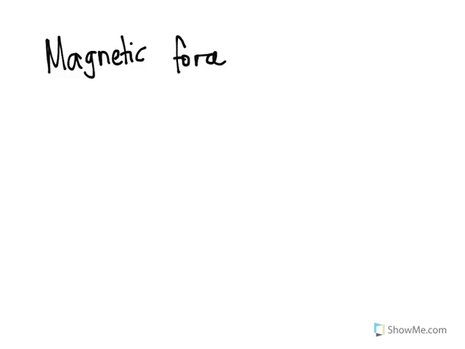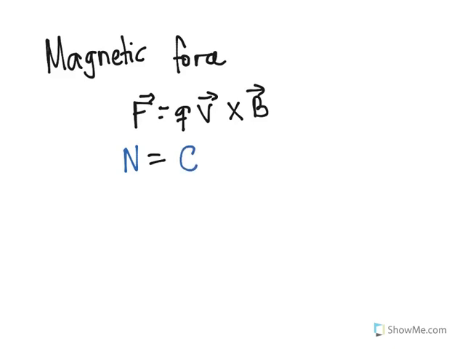So the magnetic force is given by force is going to be equal to the charge times the cross product of v cross B. And this force, well, it has to be in Newton, that's for sure, and it will be equal to Coulomb times meter per second times the units of magnetic field, which are Tesla. Tesla are the units of magnetic field, and it's from a cross product.